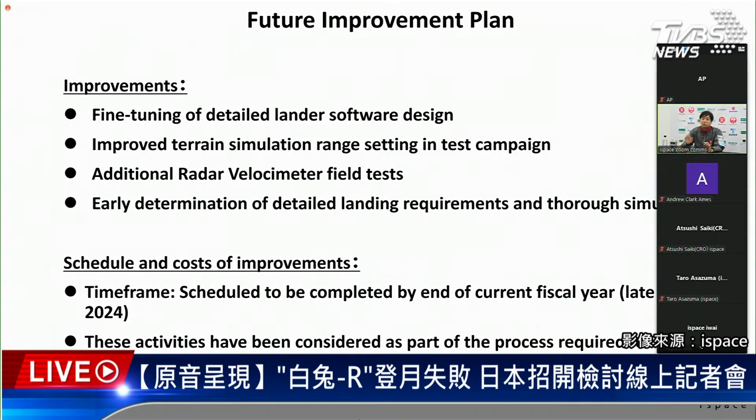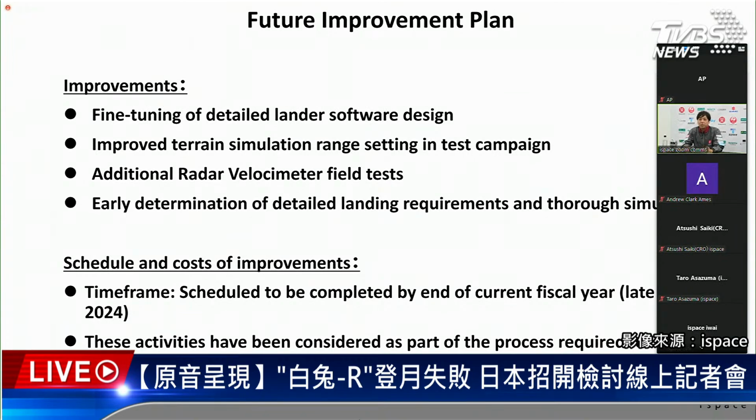Because again, the last change of landing site impacted on this issue. The important lesson learned is we should determine the landing site area early, and keep the proper duration for the verification and validation activity for our landing sequence. On the other hand, for the impact on the schedule and cost, we didn't identify any major impact. All the modification or improvement can be done by the end of the current fiscal year, I mean, the end of March 2024.